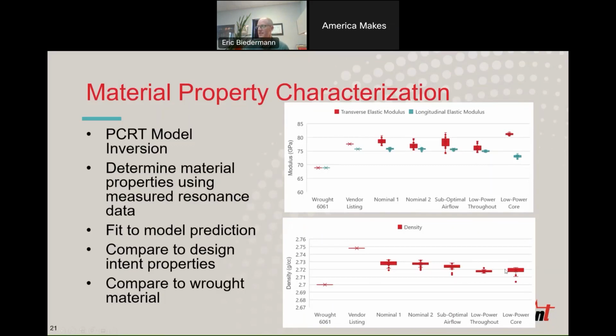We also captured density information with the model inversion process and found that densities were a bit lower than the original vendor listing values, and that density tends to tail off the farther off nominal we get with our build properties. So this gives you a good means to understand what the basic material properties are in your builds, also comparing it to wrought populations if you're looking to replace a part made with a legacy process with additive, and just overall understand what sort of material property variations you have in your populations.